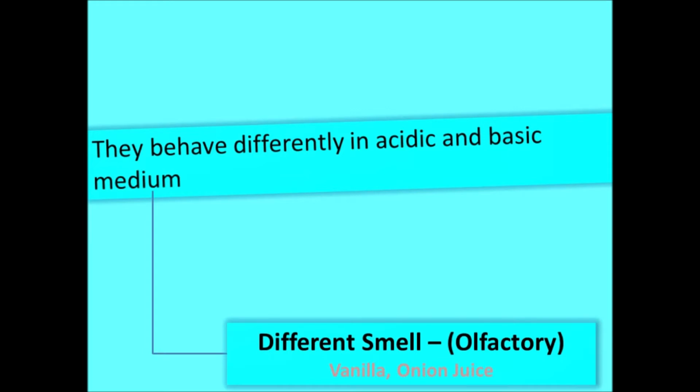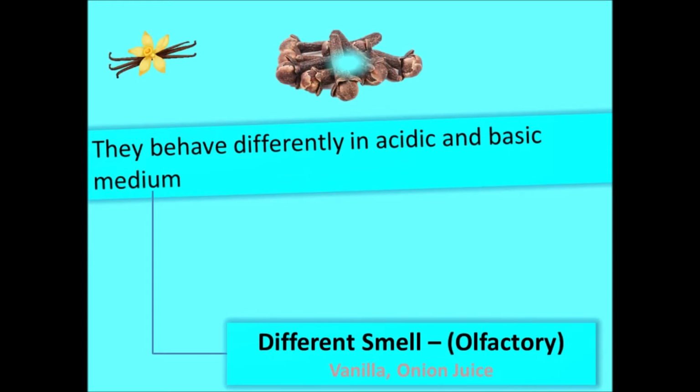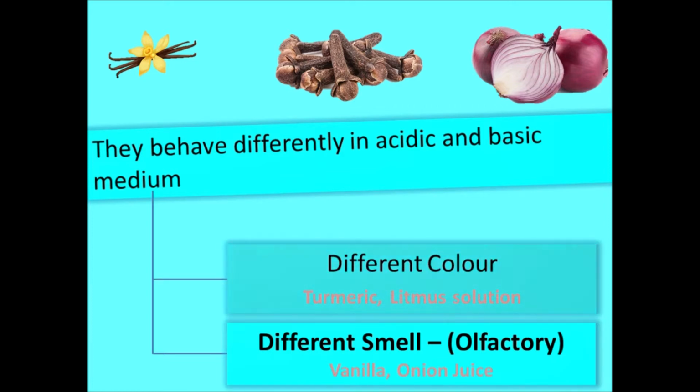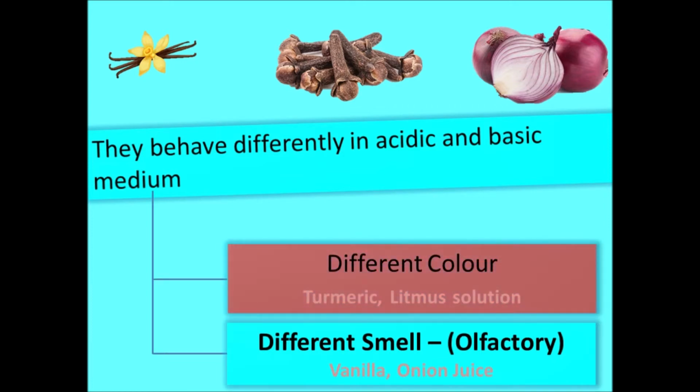For example, vanilla, clove oil, and onion juice. On the other hand, some substances have different color in acidic and basic medium. For example, turmeric and litmus solution.